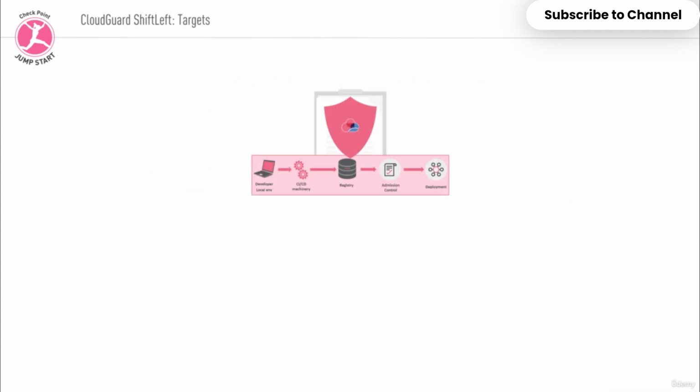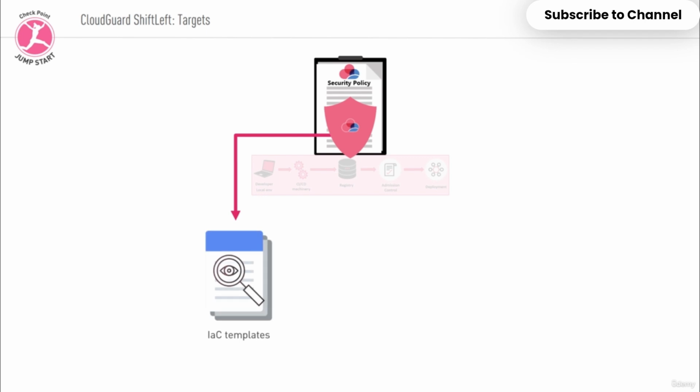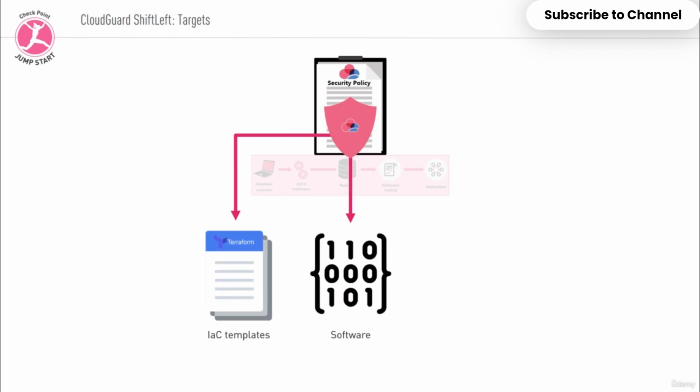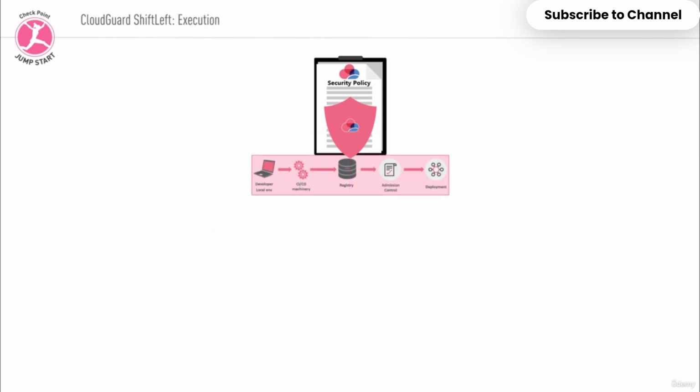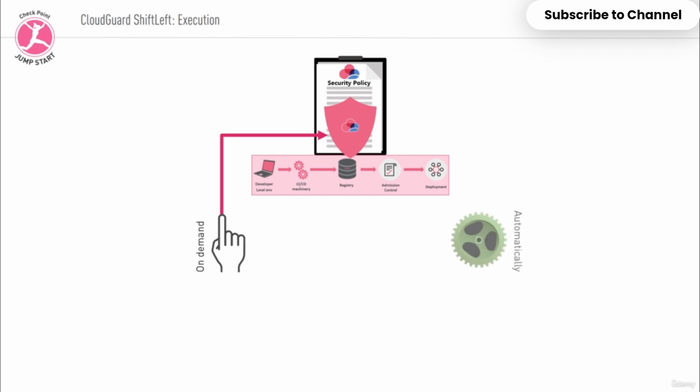Shift Left runs a pre-configured security policy rule set or rule sets to examine the destination of choice, be it an infrastructure as code template, such as a Terraform template, the software being developed, and/or container images. Shift Left can be executed either on demand or automatically as part of the pipeline execution.